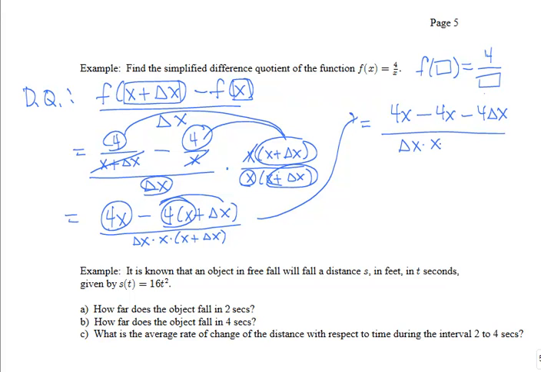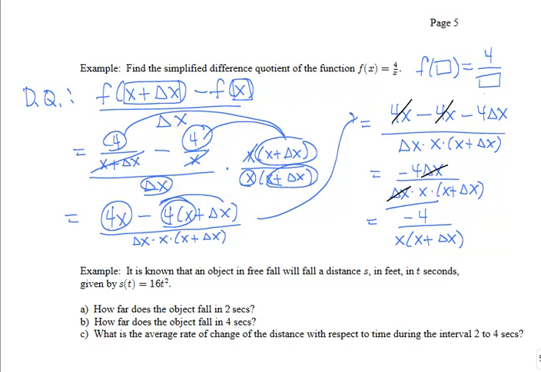What is good about that is my 4x's on top cancel out, and that means we're left with negative 4 delta x over delta x times x plus delta x. And this is why I recommended that you didn't distribute on the bottom, because this delta x here should cancel with that one. And remember, that's always your last step when you divide out and cancel out those delta x's. So what we're left with is minus 4 on the top over our x parentheses x plus delta x. And that is called our simplified difference quotient.